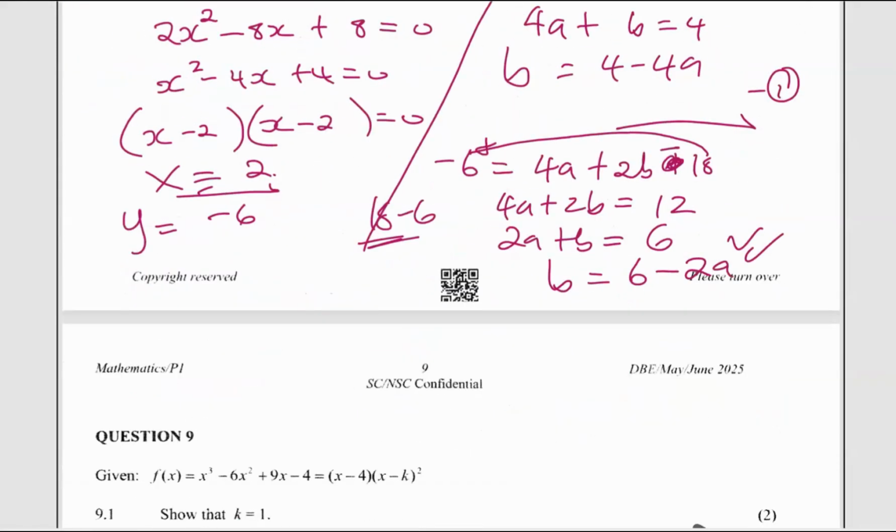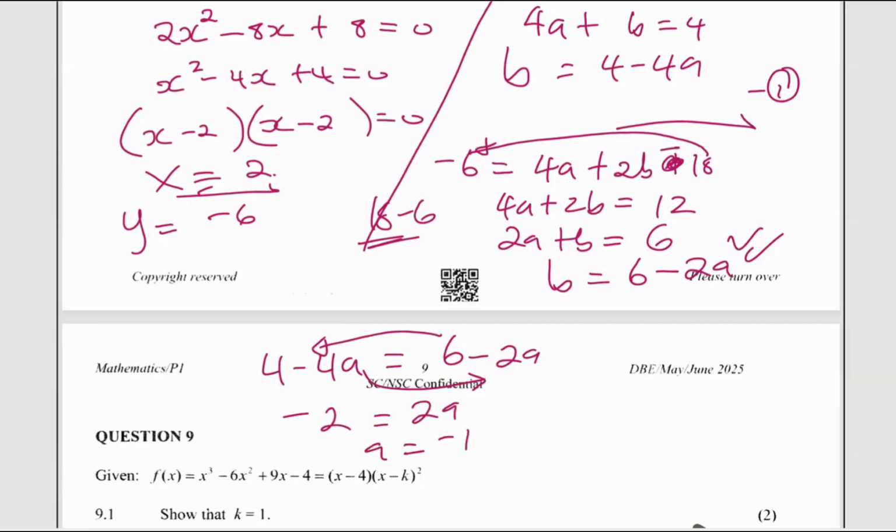Is that okay? Let's try to simplify this. So 4 minus 4a is equal to 6 minus 2a. Let me move this that side. I move this one that side. So negative 2 is equivalent to 2a, meaning that our a is negative 1. Then I'll get this negative 1 and substitute it there. So b is going to be 6 minus 2 times negative 1, meaning that our b is going to be 8. Yeah, sorry about that, guys.